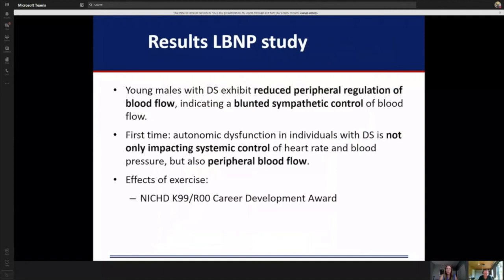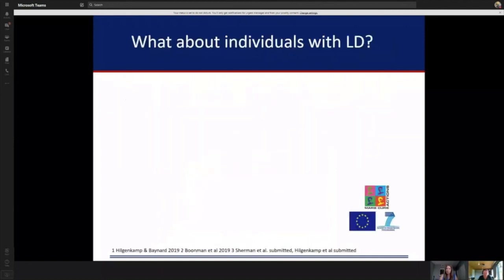What about individuals with learning disabilities? This was on Down syndrome. Down syndrome has, as you can see, those references. Down syndrome had a long history of research, and for individuals with learning disabilities, there was hardly any that don't have Down syndrome. So we started doing a similar study, that's the project I was doing as a postdoc in Chicago, to study autonomic function in individuals with learning disabilities as well.